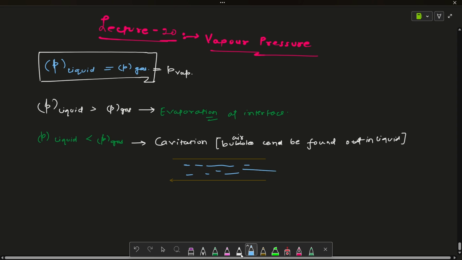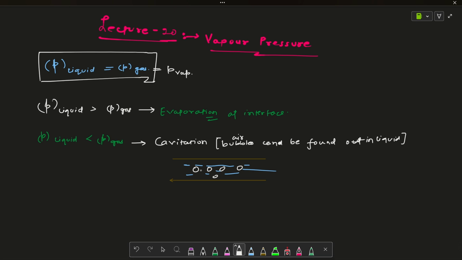So let's suppose some water is flowing inside this pipe. When water is flowing here, if you see any bubble forming inside the water, inside this bubble air is there, right? At the interface, when the liquid pressure is lesser than the gaseous pressure, that means this bubble will not burst out, right? So that is known as cavitation, okay.